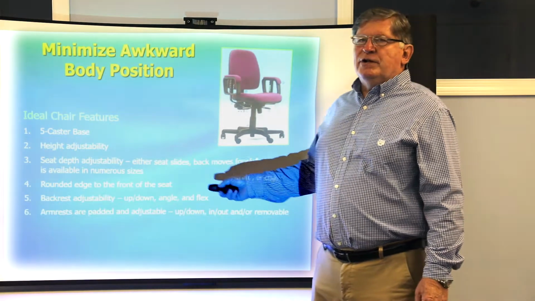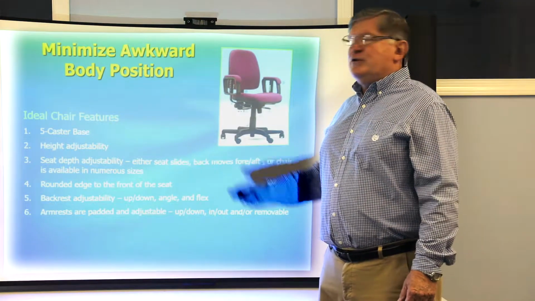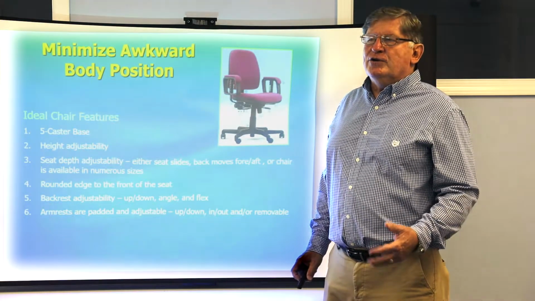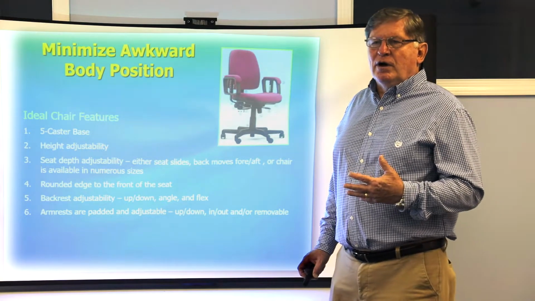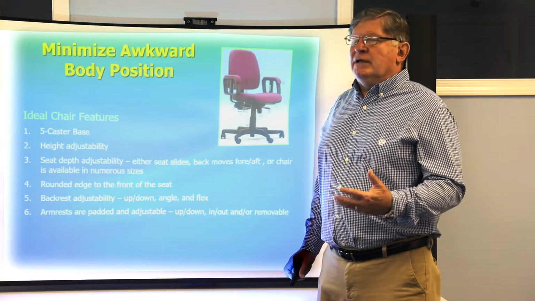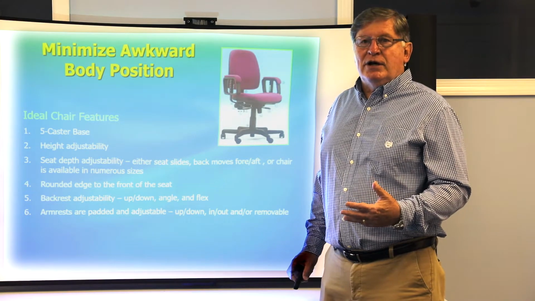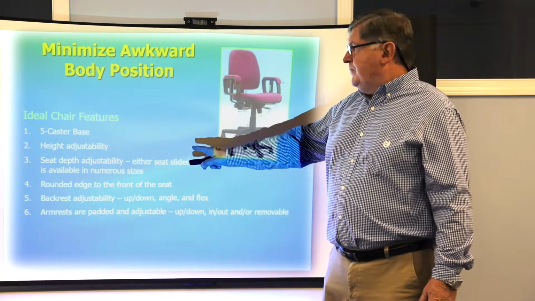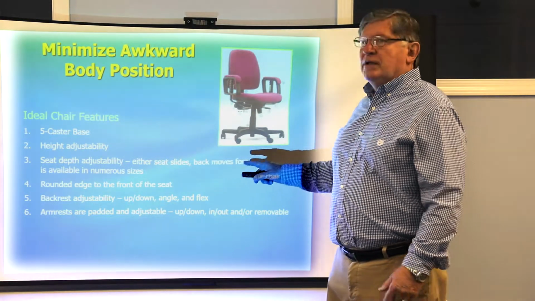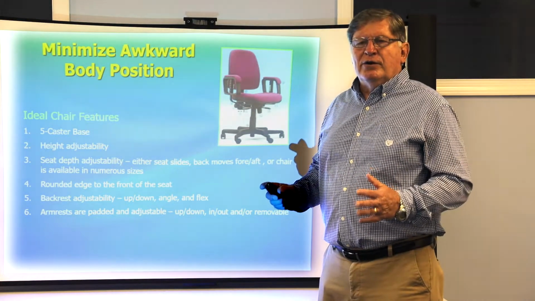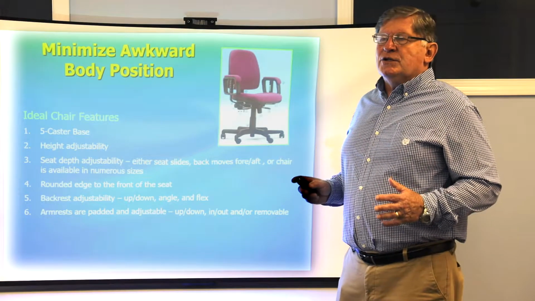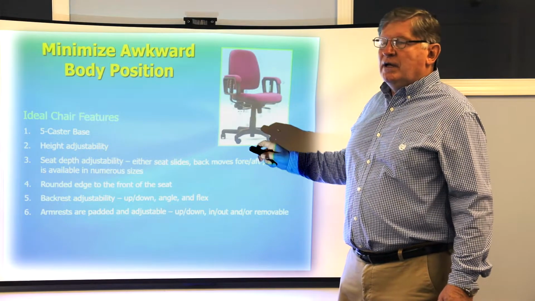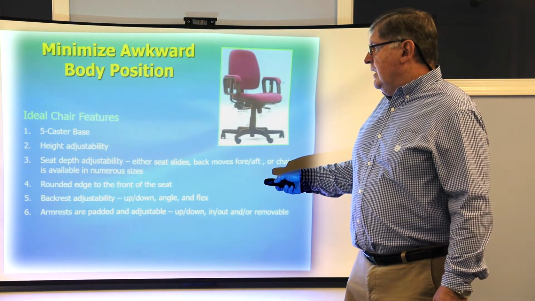These are some of what we consider to be ideal chair features, and you are not going to have all of these features in every chair that you're ever using, but there are some things that we try to look for when purchasing a more ergonomically designed chair for your workstation. A 5-caster base, height adjustability, and seat depth adjustability, because we want you to keep your rear end into the saddle as far as possible. Rounded edges in the front to keep pressure from being placed on the back of your knees.